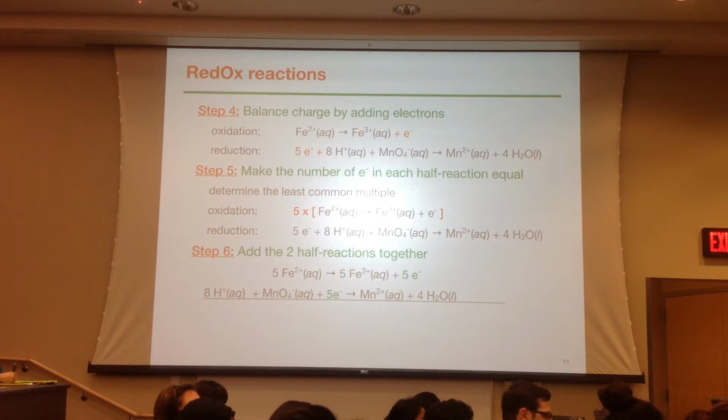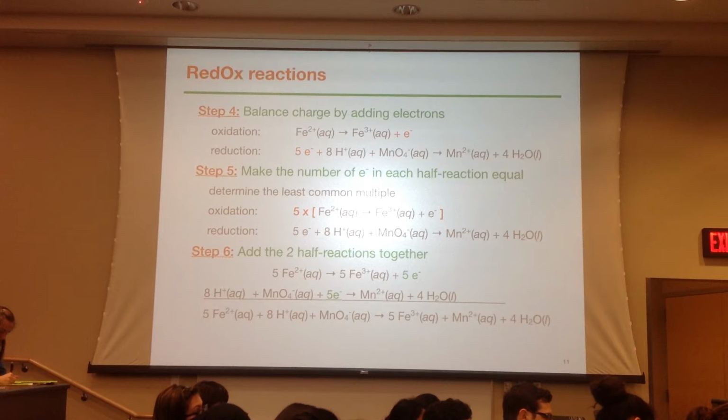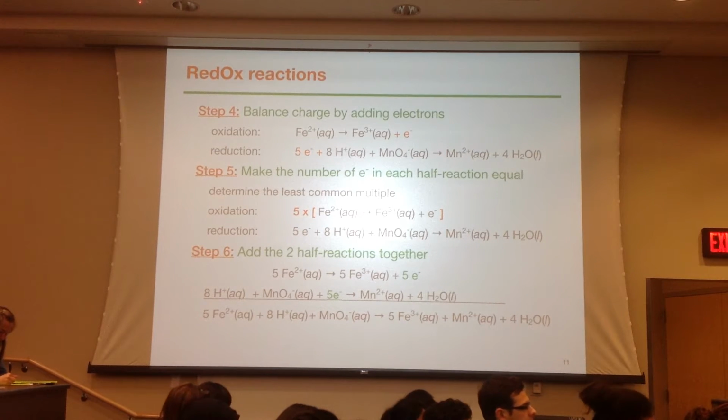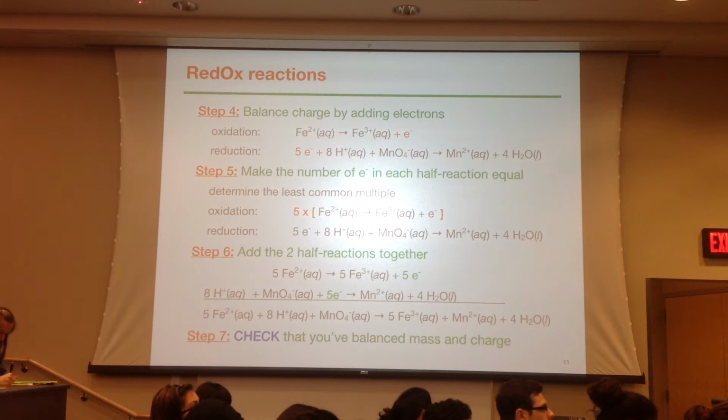Add those together and notice that the electrons cancel on both sides. Okay? Be careful, make sure that you cancel anything that appears on both sides. Right? It may not just be electrons, especially when we're dealing with basic conditions. I add everything together, the electrons cancel. 5 irons, 8 protons, 1 permanganate to give me 5 irons, 1 manganese, and 4 waters. Check to make sure that's balanced. Check to make sure that it's balanced for mass and for charge.